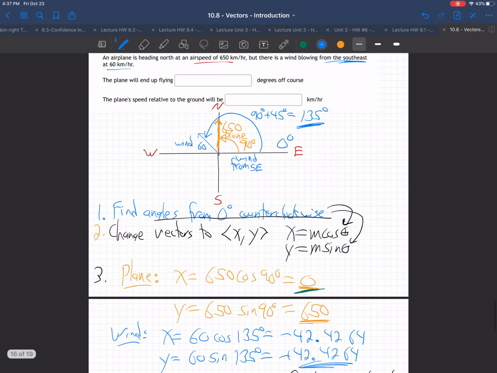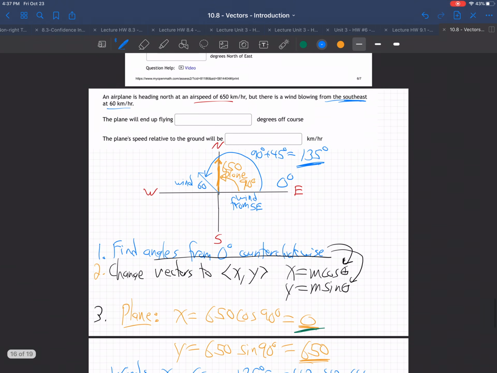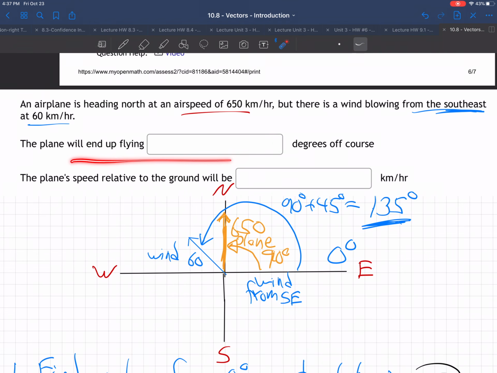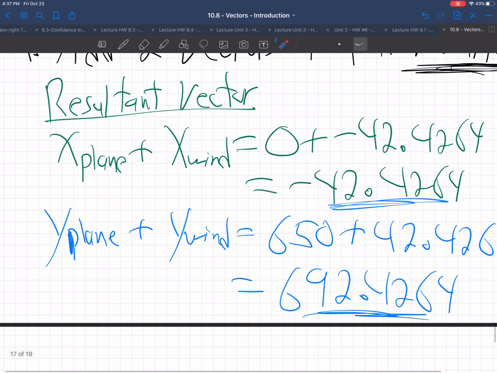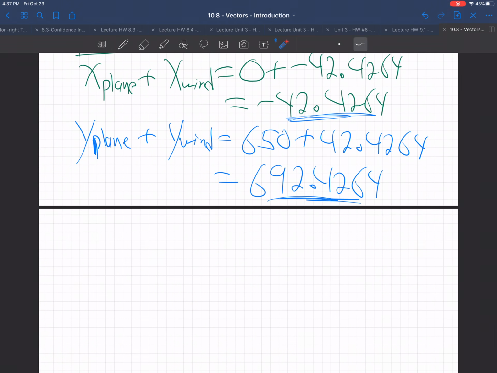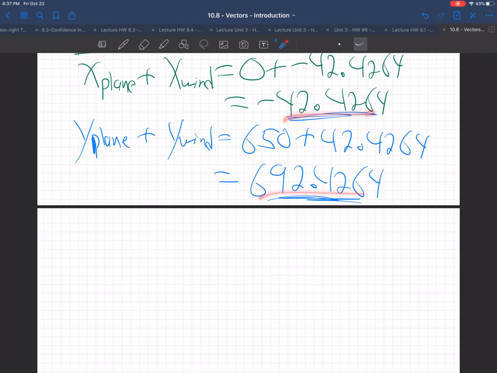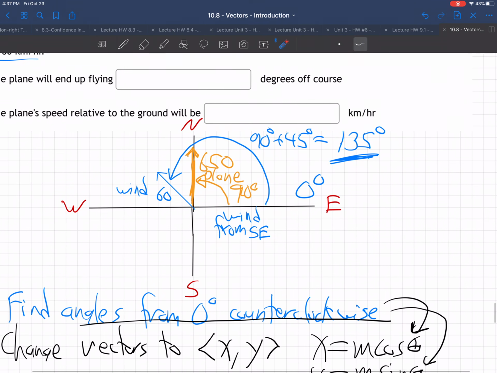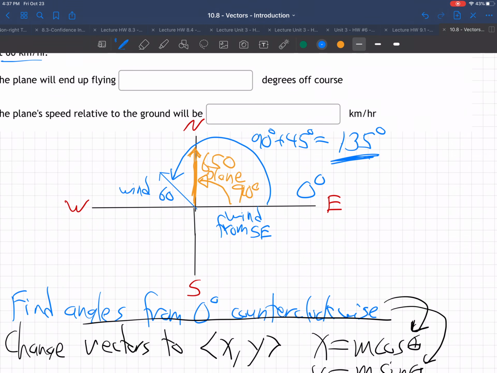What do they want from me on this problem? They first off are asking me how many degrees off course and then the speed. So this resultant vector is back and up. So you could put it right here. It's going to kind of make this diagram a little messy, I'm afraid. Guess I could do it.